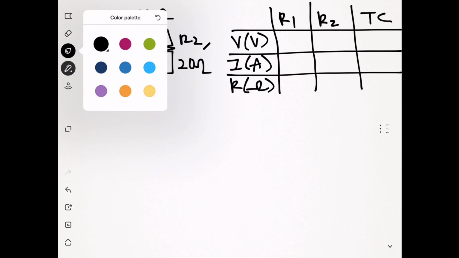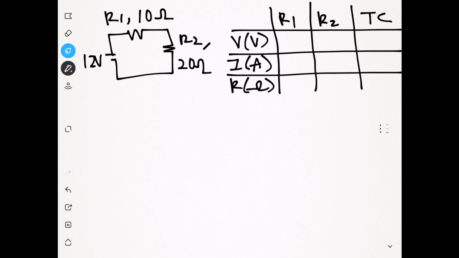Okay, so now you can fill out the table. What do you know? We basically know the resistance. So we know resistor 1 is 10 ohms, resistor 2 is 20 ohms. How do you calculate the total resistance in a circuit? You basically add up the resistors. So you have 10 plus 20, which is equal to a total of 30 ohms. The other information that was given was that the total voltage drop across the whole circuit was 12 volts.